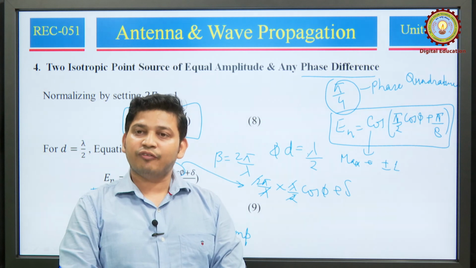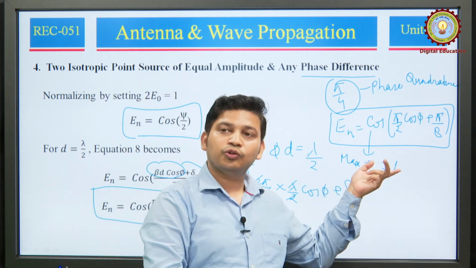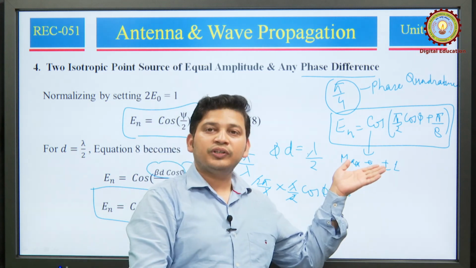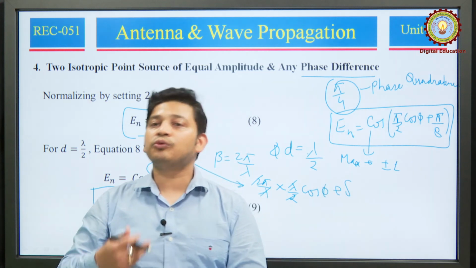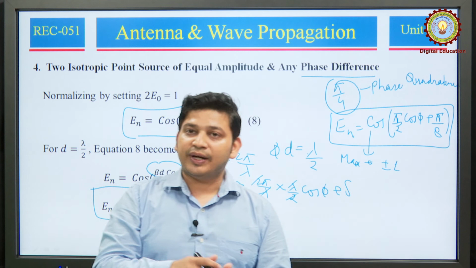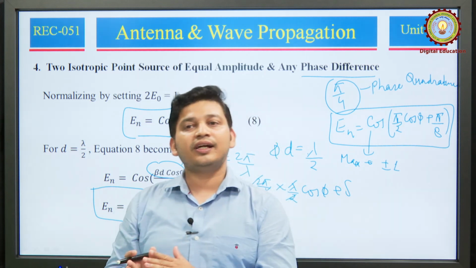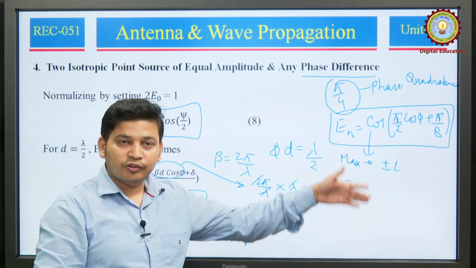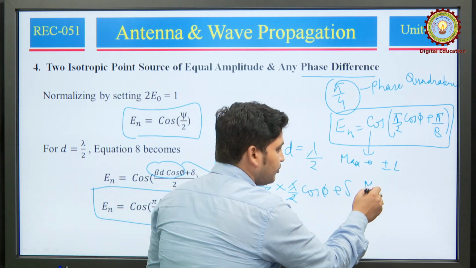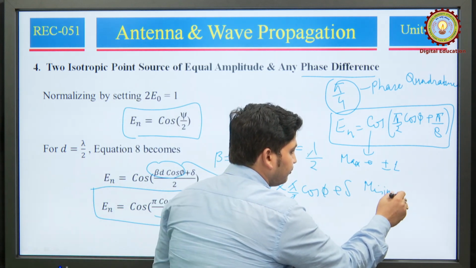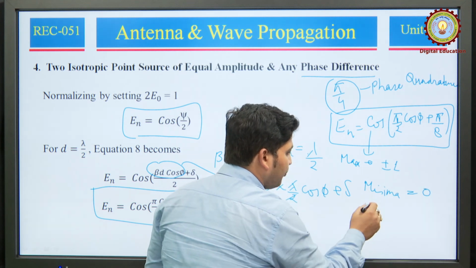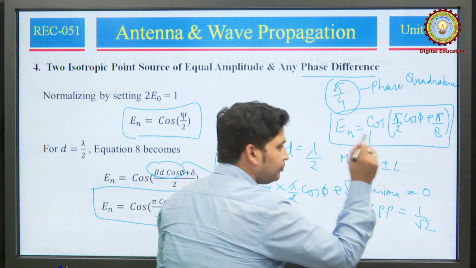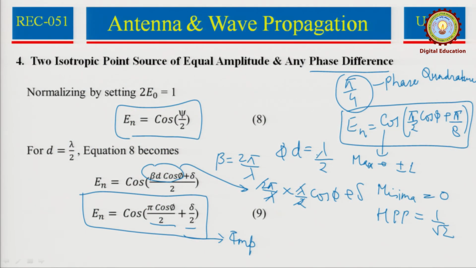So, this way we can find our relation for the 2 points, and lastly the half power points. How do we find them? By putting the field pattern equal to 1 by root 2, and remember for the power pattern it is 1 by 2. So, this way we have found 3 points: the minima case equal to 0, and the half power point 1 by root 2. So, this way we have to plot it.